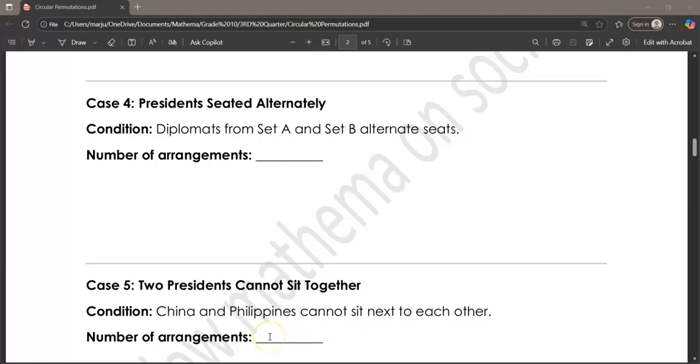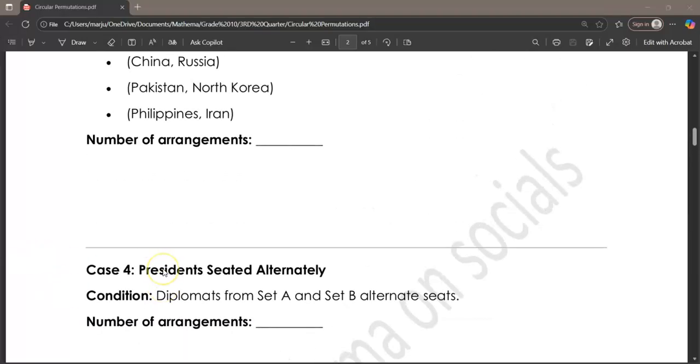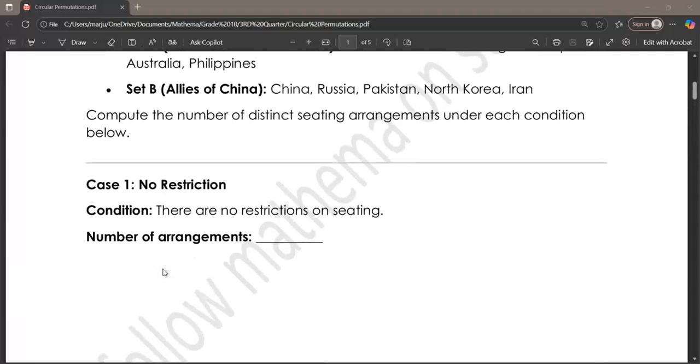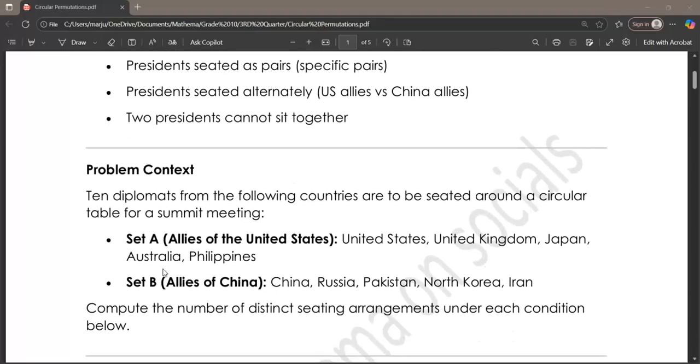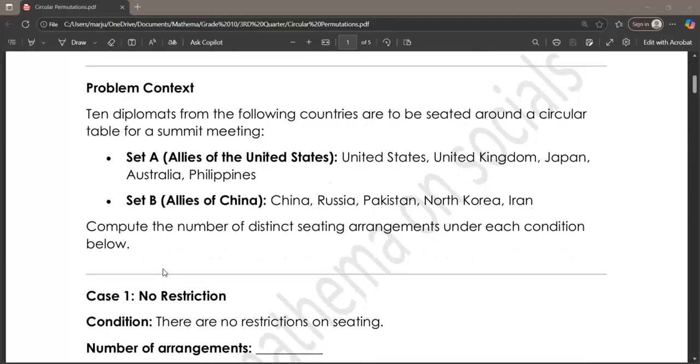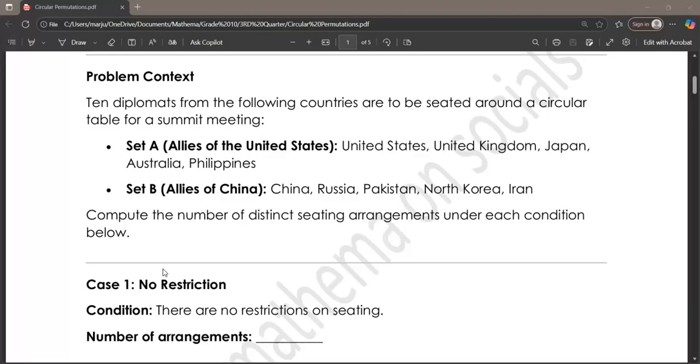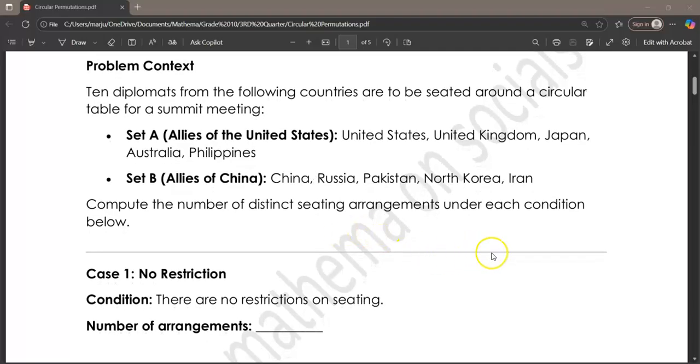Today we are going to talk about circular permutations, but with conditions. So I have here a problem context. It says here, 10 diplomats from the following countries are to be seated around a circular table for a summit meeting. We have set A, allies of US: US, UK, Japan, Australia, Philippines. Set B, allies of China: China itself, Russia, Pakistan, North Korea, Iran. So we are asked to compute the number of distinct seating arrangements under each condition.